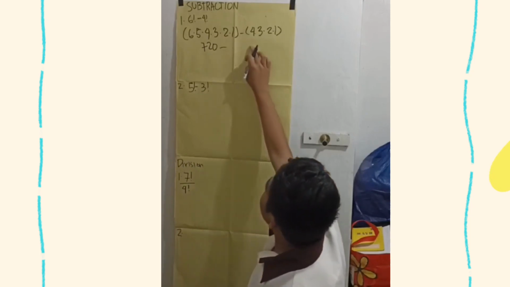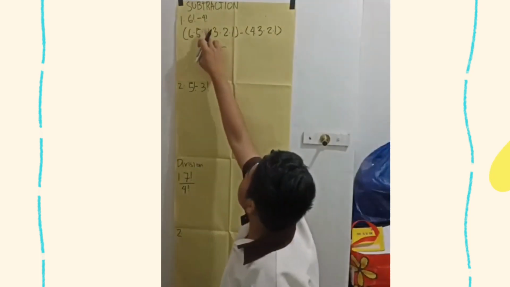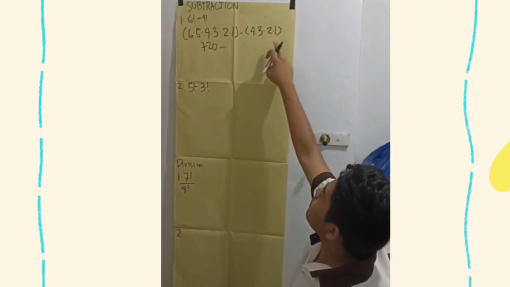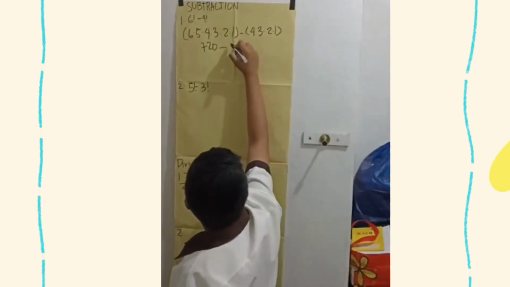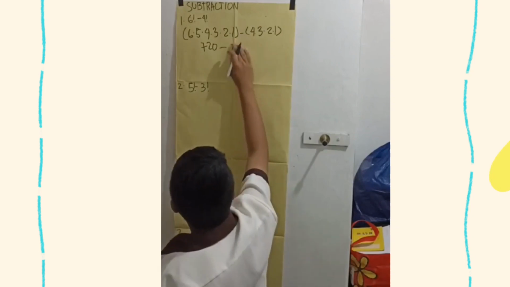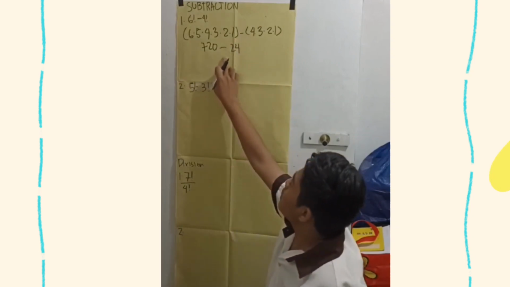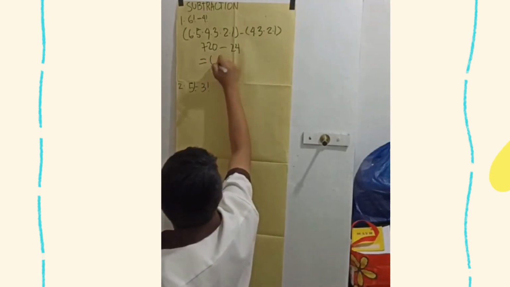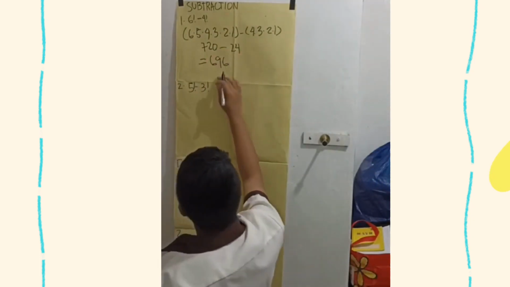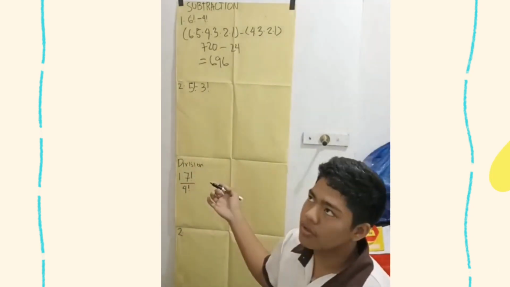Next, minus, ano nga ba yung sagot dito sa 4 factorial or 4 times 3 times 2 times 1? 4 factorial is equal to 24. So, 720 minus 24 is equal to 696. Ganun lang kasimple yung subtraction.